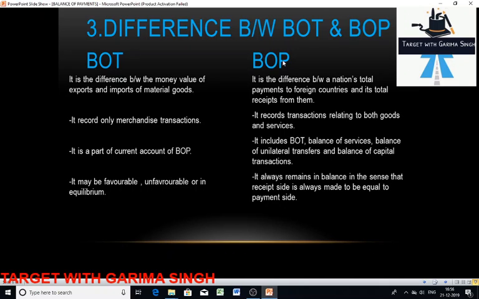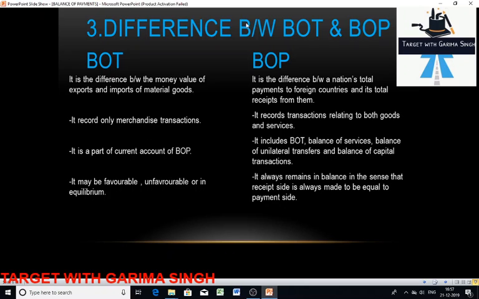What is balance of payment? It is the difference between a nation's total payment to foreign countries and its total receipt from them. You can say it is a systematic record of a country's receipts and payments in international economic transactions in a specific period of time. Since balance of payment takes into account exchange of both visible and invisible items, it represents a wider and better picture of a country's international transactions than balance of trade, because balance of trade includes just goods, while balance of payment includes both goods and services.